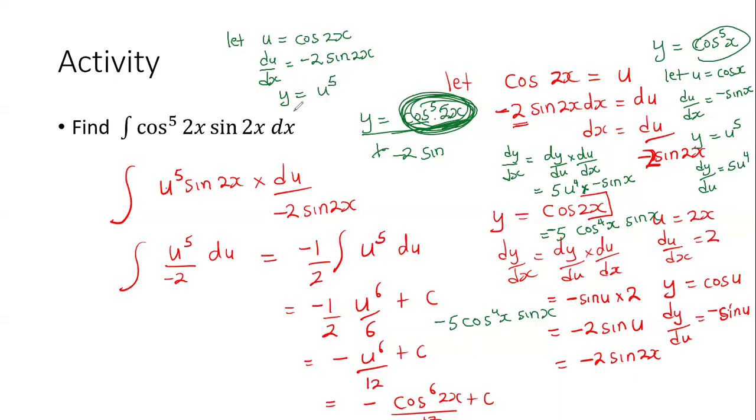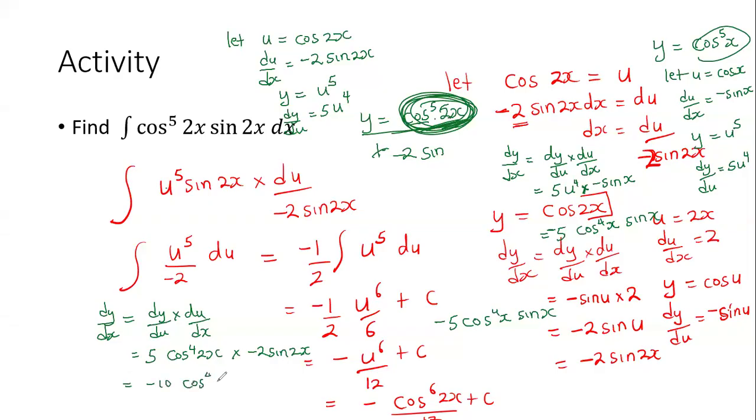Now, your y is going to be u power 5. Then dy du is going to be 5 u power 4. Then you go back to your chain rule: dy dx is dy du times du dx. So dy du is 5 cos to the power 4 of 2x, times du dx, which was negative 2 sine of 2x. That ends up giving you negative 10 cos 4 of 2x sine of 2x.